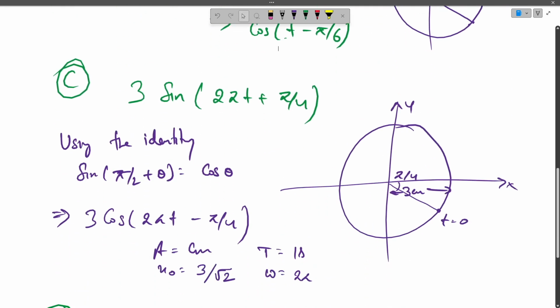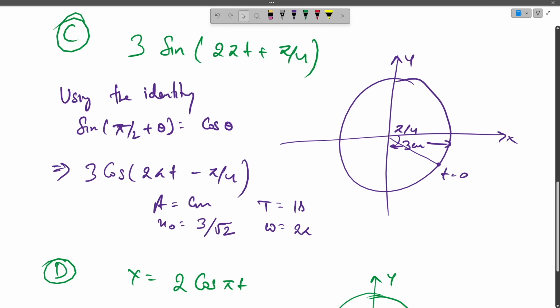Similarly, in the third form we have to convert the sine form into the cosine form. So we know that sin(pi by 2 plus theta) equals to cos theta. So upon conversion we get these values: amplitude as 3 centimeter, and the x naught position is 3 by root 2 centimeter, and the time period is 1 second, and the omega or the angular speed is 2 pi radians per second.